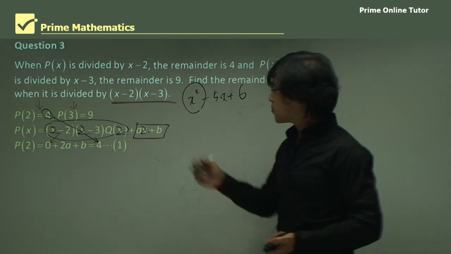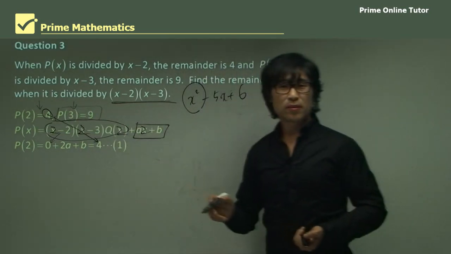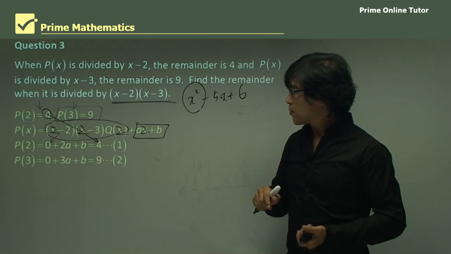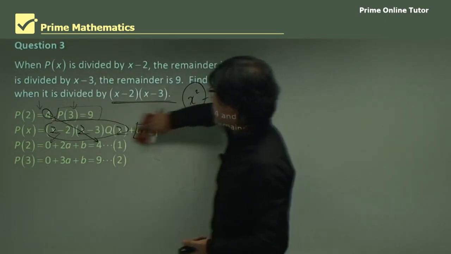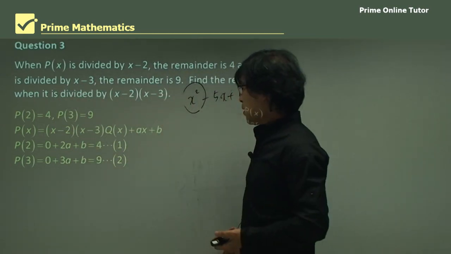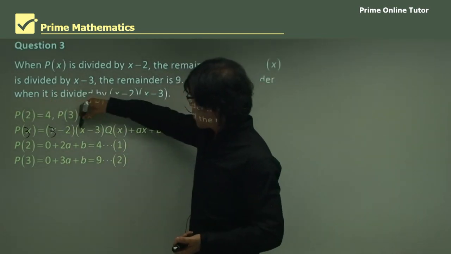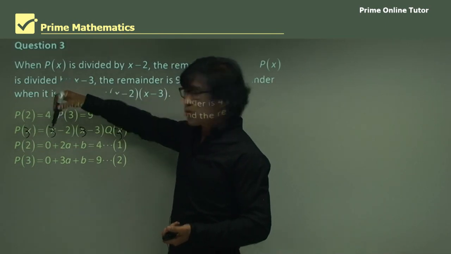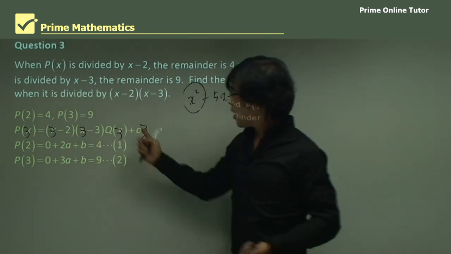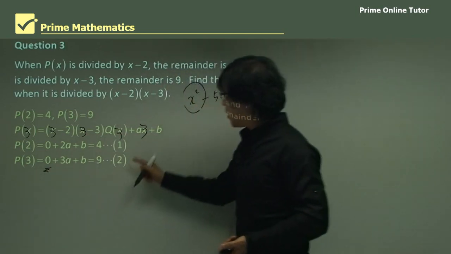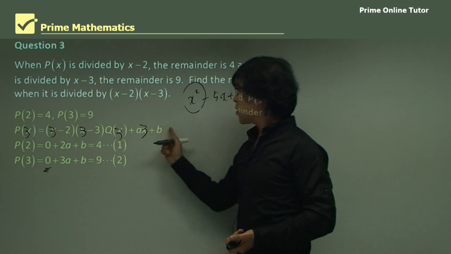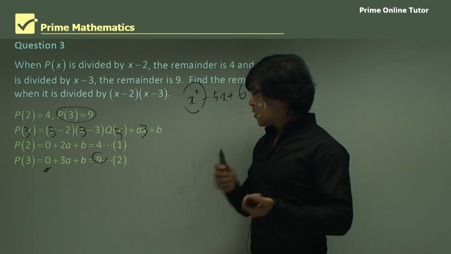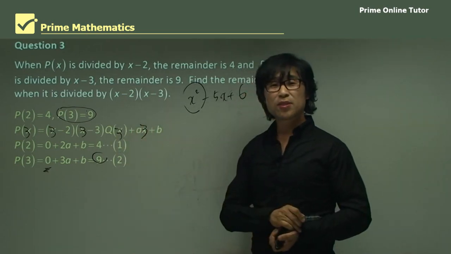Now, what do you want to do now? Okay. We need to utilize this one. We can substitute x equals 3 into this format. Okay, let's do it. I'll erase this one, it's very messy. I substitute 3 here. You can simply recognize p(3), and 3 minus 3 is 0, so everything becomes 0. And a times 3 becomes 3a plus b. Yes, p(3) is 9, so this becomes 9 over here. Does that make sense? Okay, finally, we have two simultaneous equations.